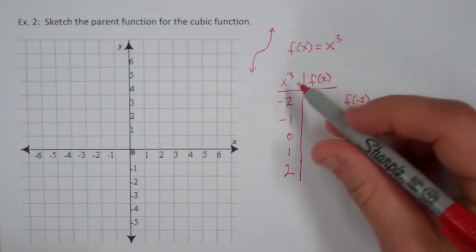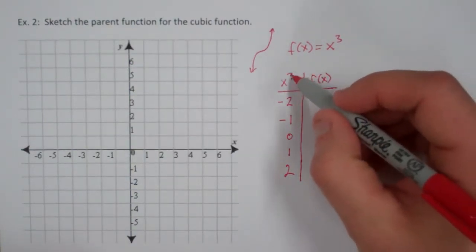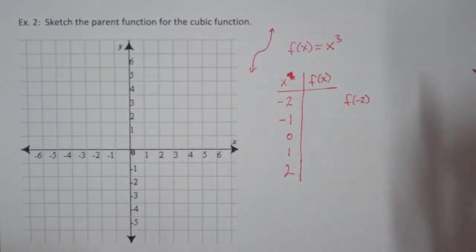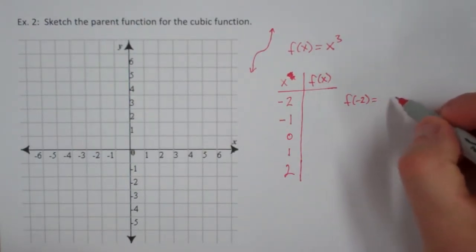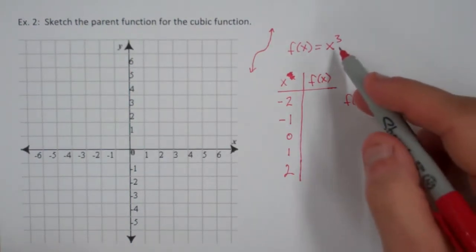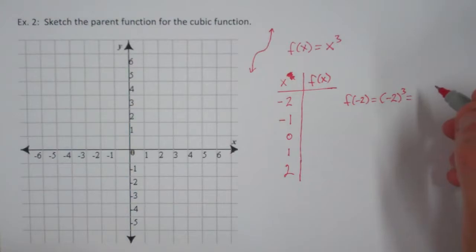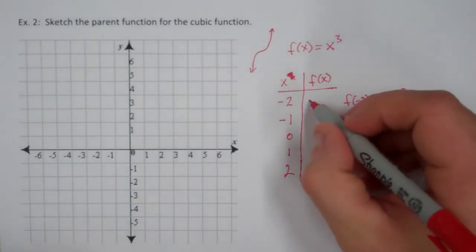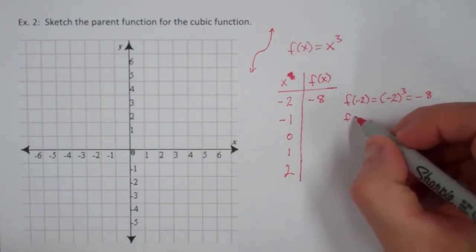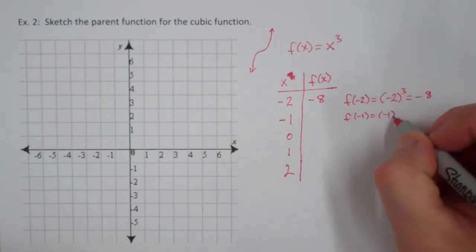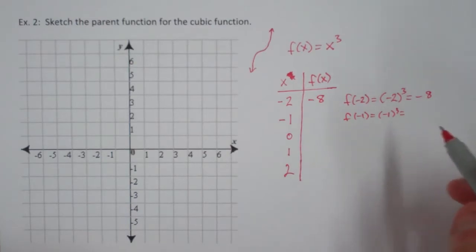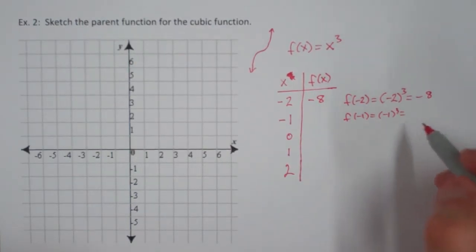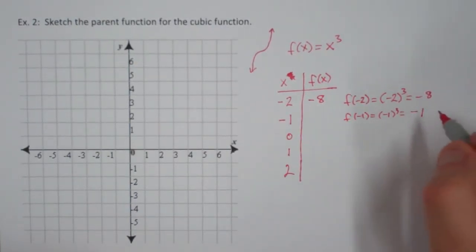That's this column. When the input is -2, and this should just be, sorry about that, x there. So what we're going to do now is plug that into, or substitute into, the equation. And we've got -2 times -2, which is 4, times -2, which is -8. We've got f at -1 here. That's going to be a negative times a negative times a negative. 1 times 1 times 1 would be -1.